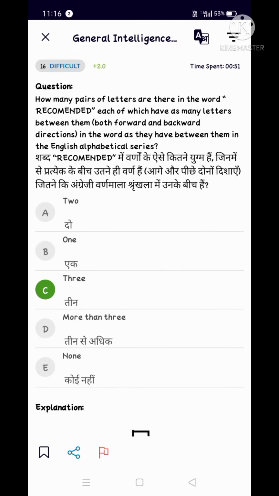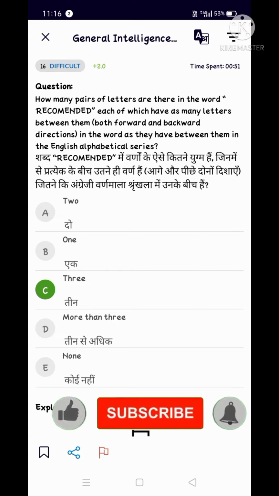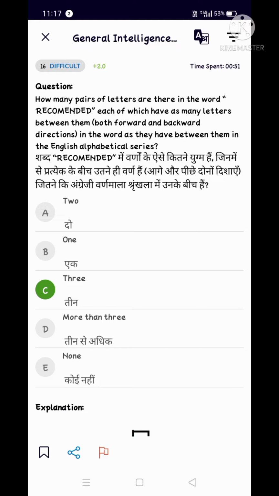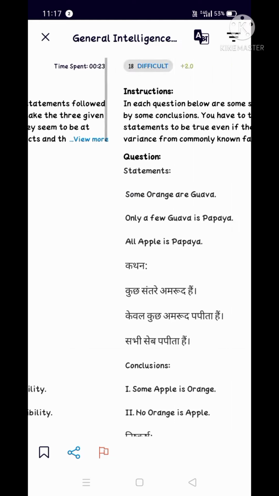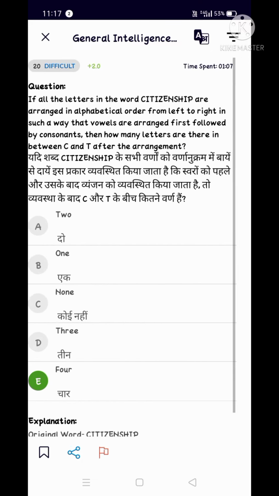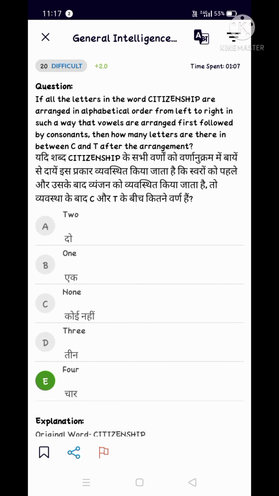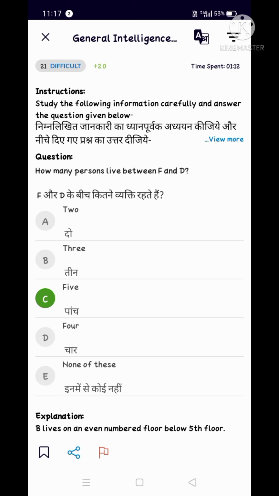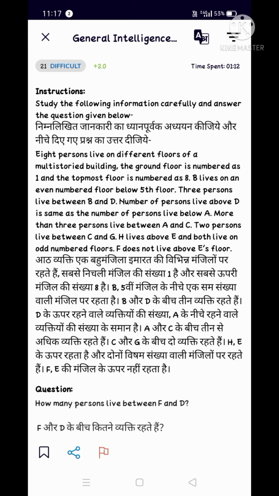Next, a word is given, you have to arrange every letter in forward and backward directions and then say how many pairs of letters are there in the word. Okay, next 5 questions asked from syllogisms, and next one question is where a word is given and you have to arrange the letters in alphabetical order from left to right in such a way that vowels are arranged first followed by consonants. Then you say how many letters are there in between C and T after the arrangement, like these questions. And questions 21 to 25 are from a floor based puzzle.